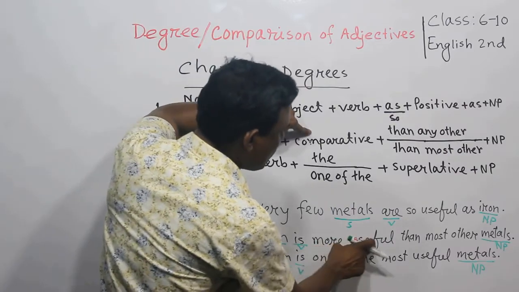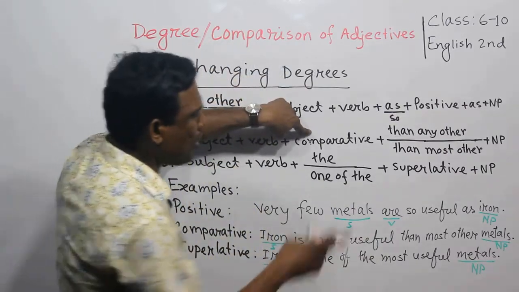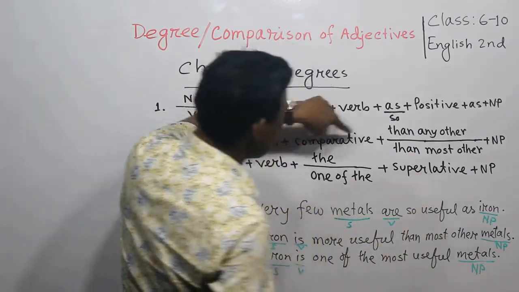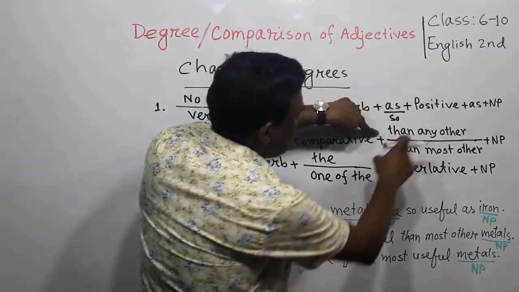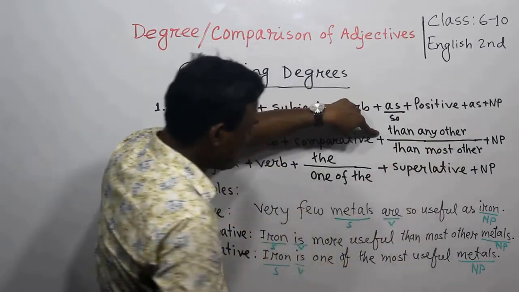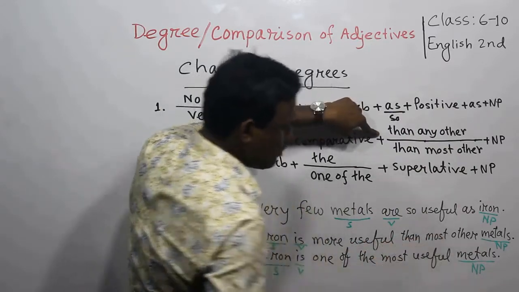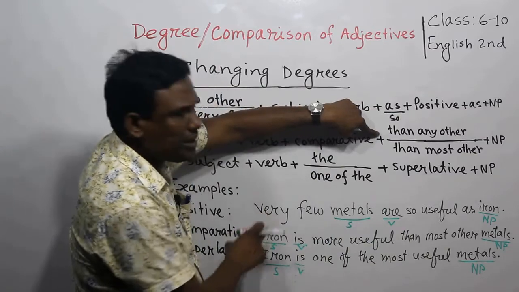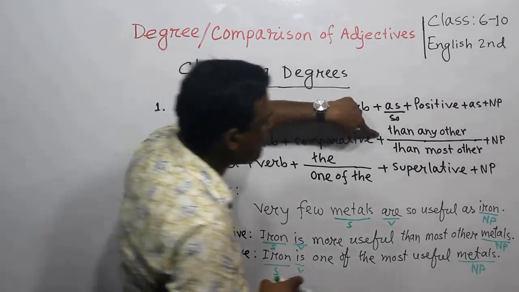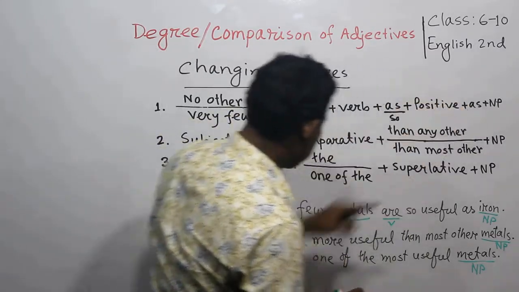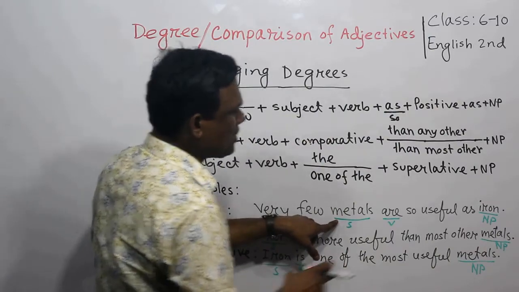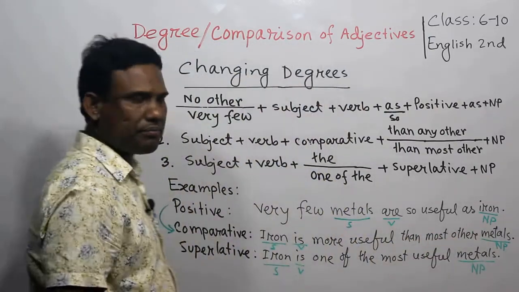Comparative: more useful is the comparative form of useful, plus than any other or than most other. Here, than most other has been taken because the sentence has started with very few. Plus NP, subject metals has become NP. Okay.